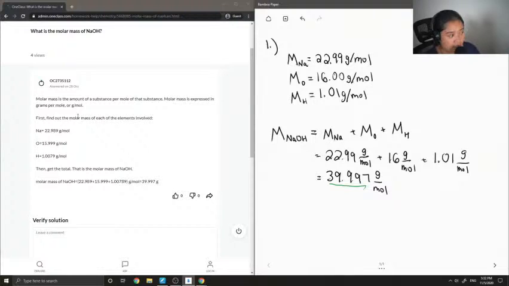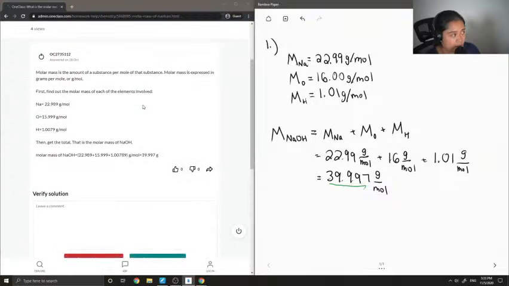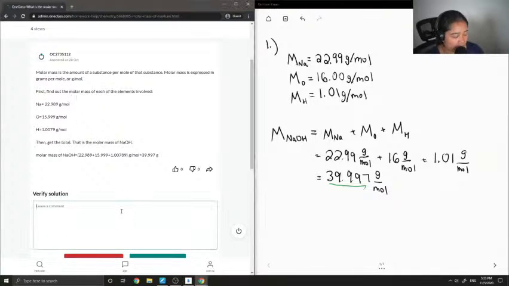Molar mass is the amount of substance per mole of that substance. And molar mass is expressed in grams per mole, or g/mol. First, find out the molar mass of each of the elements involved for sodium, oxygen, and hydrogen. Then get the total. That is the molar mass of sodium hydroxide. Okay, so this solution is correct.